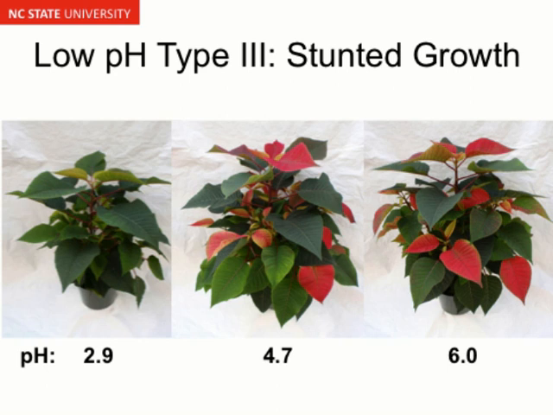A similar situation can be observed with these Viking red poinsettias grown at 3 substrate pH levels. At pH 2.9, the plants are visibly smaller and color development is delayed. Plant growth, though, at pH 4.7 and 6.0 were similar.